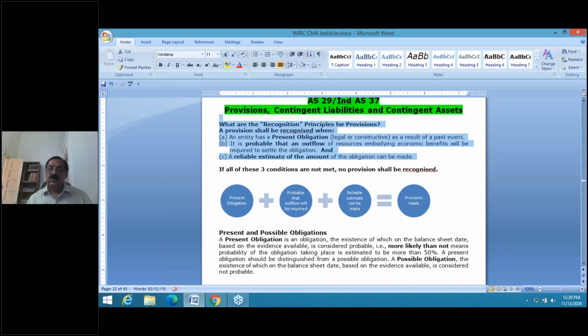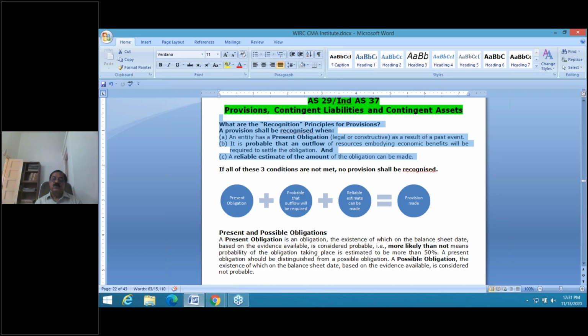A present obligation is an obligation, the existence of which on the balance sheet date, based on evidence available, is considered probable, that is, more likely than not. It means the probability of the obligation taking place is estimated to be more than 50%. That means the chances of this future event happening in future are more than 50%, then only it is considered as present. If it is less than 50% chance of occurring, then it is known as a possible obligation.